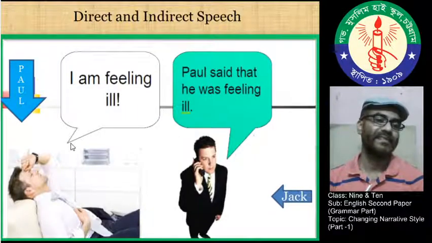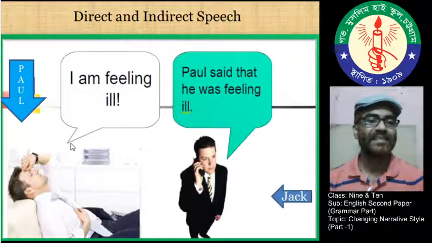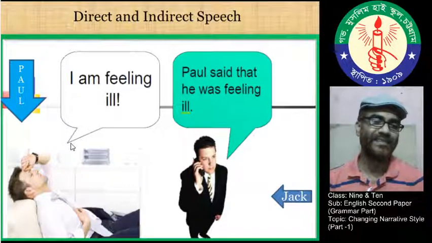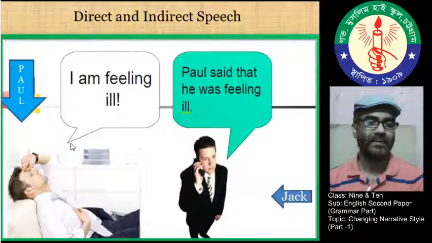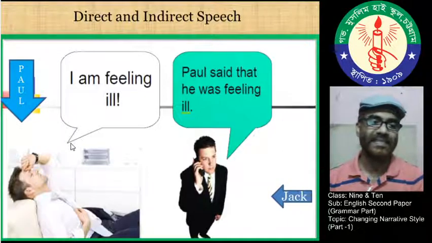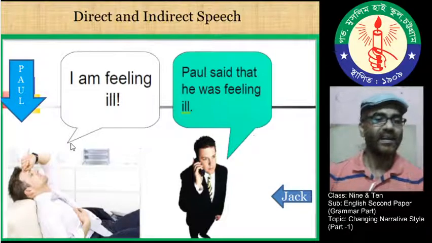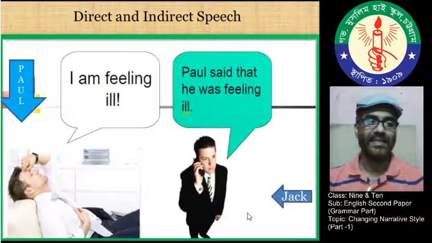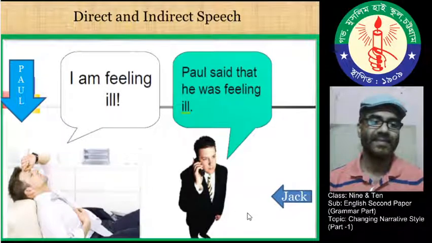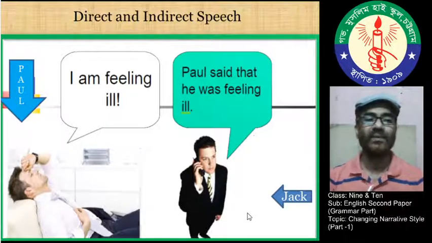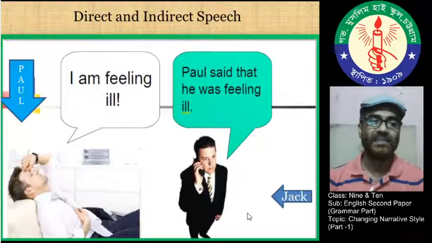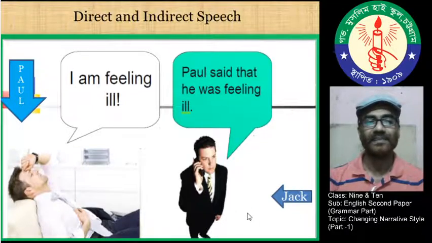And here is one example to understand direct speech and indirect speech. You see here two people, Paul and Jack. Paul is expressing his feeling, and Jack is narrating Paul's feeling to a third party or somebody else. You see, Paul says, "I'm feeling ill," and Jack is narrating to another person, saying, "Paul said that he was feeling ill." So it can be one of the best examples to understand direct speech and indirect speech. Let's move on to the next slide.